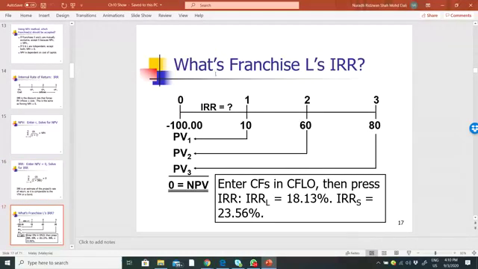So what are the franchise IRRs? If we have an initial outlay of 100, cash flow of year 1 equal to 10, year 2 equal to 60, and year 3 equal to 80, we assume that our NPV is equal to 0. So enter CFLO, then press IRR. IRR L is equal to 18.13. IRR S is equal to 23.56. This is what we get using the calculator, the internal rate of return.